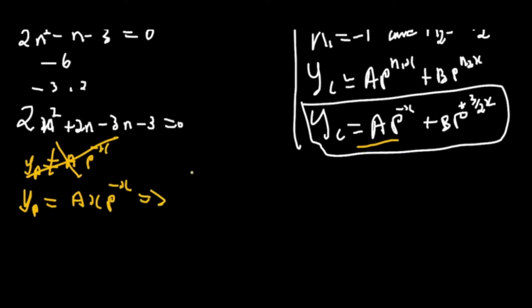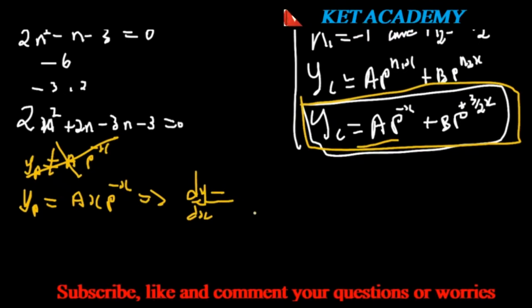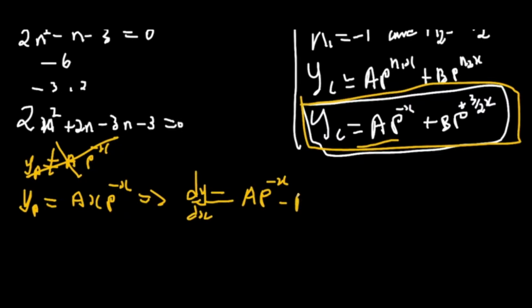So this implies that our first derivative dy over dx will simply be equal to a e to the minus x. In this case, I've differentiated x. Now if I keep ax constant, it will be minus ax e to the minus x. So I'm done with looking for the first derivative.